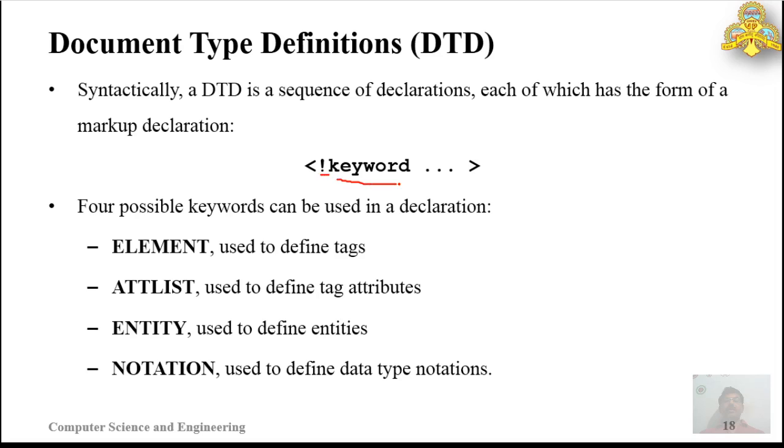Exclamation mark and keyword. The four possible keywords are ELEMENT, which is used to define the tag elements in the XML file; ATTLIST, which is used to define the element attributes or tag attributes within the XML file; ENTITY, which is used to define the entities that are linked or embedded with the XML file; and NOTATION, that's for different types of notations. Let's go for element, attribute list and entity in the next coming slides.